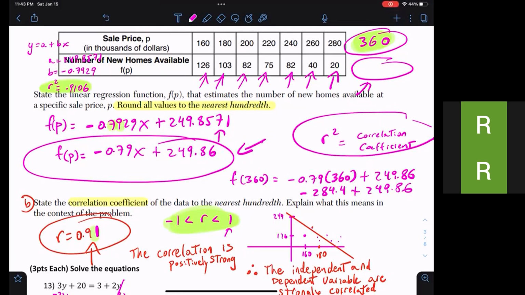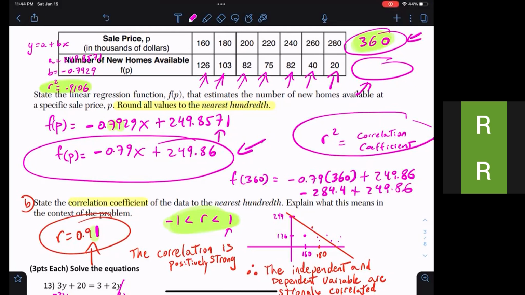If you do that with 360, it's going to give you a negative value, which in reality, for the number of new homes available, doesn't work. Sometimes you have to interpret this information by the context of the data they give you. We cannot have negative new homes available, so at some point this will stop, because once you hit 0, it doesn't make sense anymore. This is a little bit complicated, and I don't want you to go that deep.